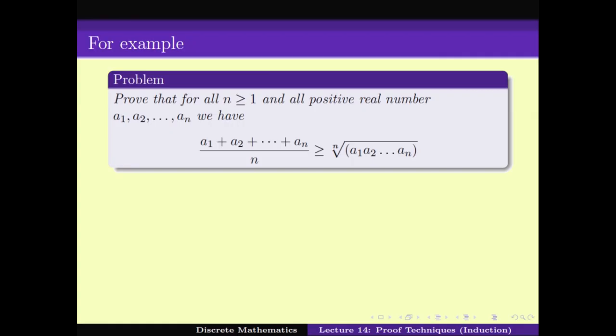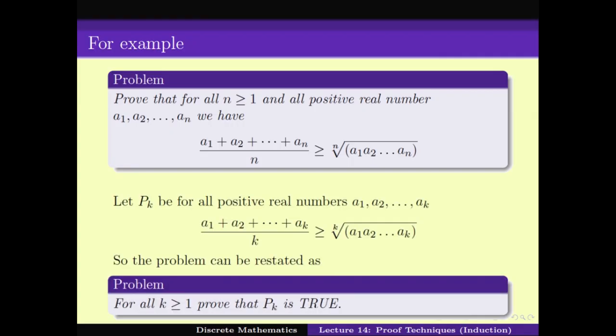In this problem, let me break it up in the following way. Let Pk be such that for all positive real numbers a1 to ak, the average of a1 to ak is greater than or equal to the kth root of the product. And since the original problem says that we have to prove it for all n, this statement boils down to proving that for all k greater than or equal to 1, Pk is true. So this is another example of breaking up the whole problem into smaller problems.